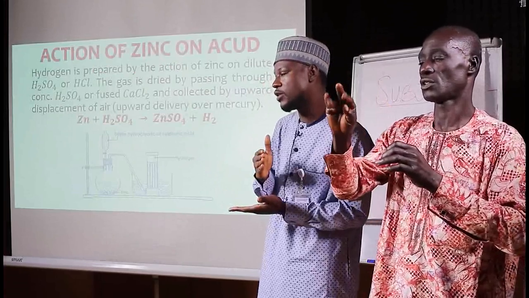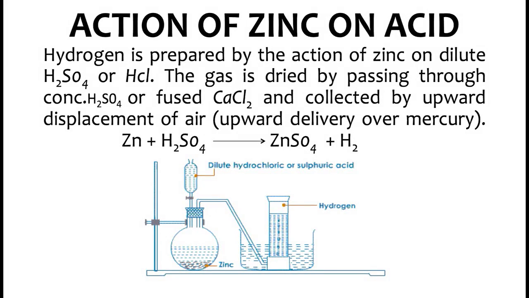That is either tetraoxosulphate(VI) acid or it can be hydrochloric acid. As in the setup below, the acid is introduced into the round bottom flask where the zinc is placed. So after the reaction, the hydrogen flows out and moves into what? Into where it is collected.